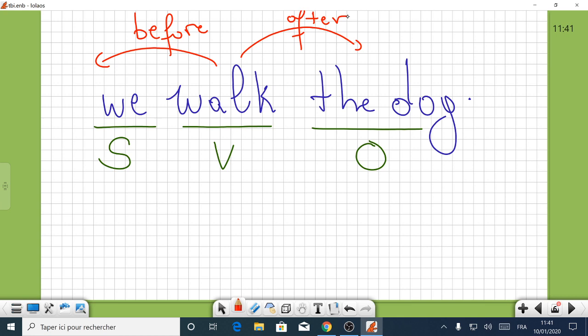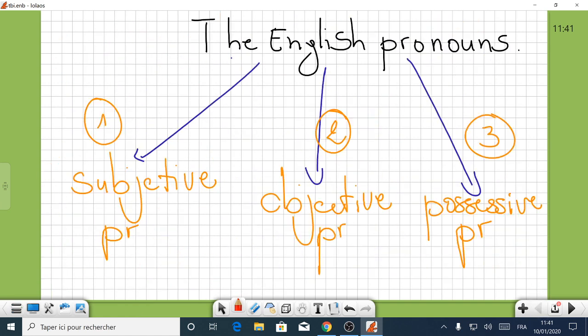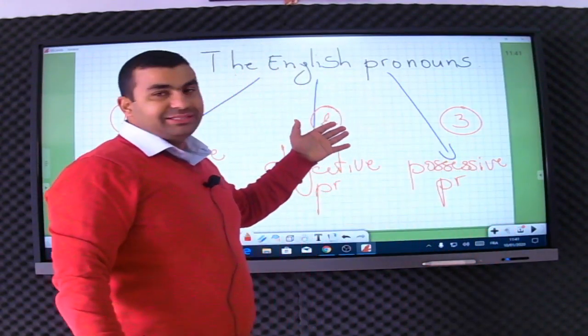So here we have we walk the dog. So this is the verb. Before a verb, it is always the subject pronoun, and after a verb, it is always the object pronoun. So I go back and see what we have seen so far from the beginning. Today, as I said, we have the English pronouns as the lesson of today.